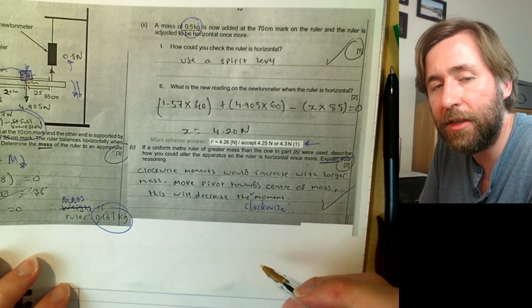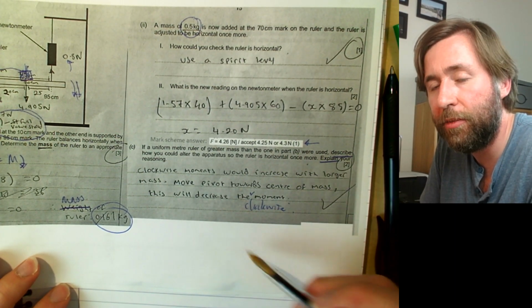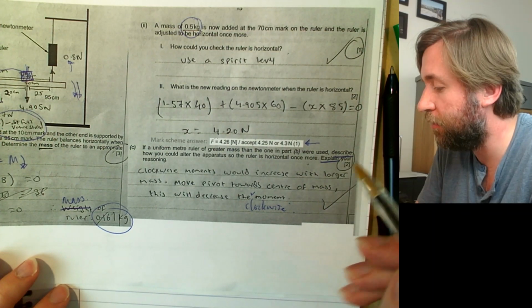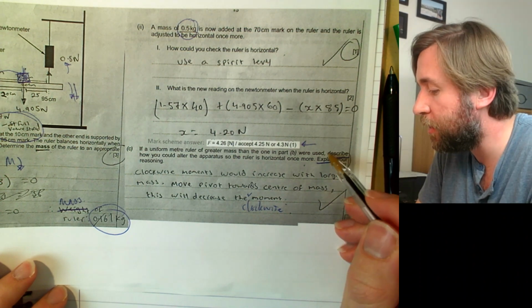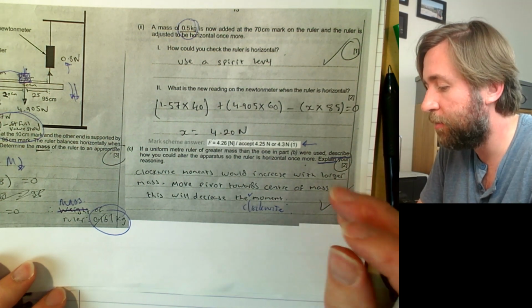Okay, maybe state the principle of moments once more, maybe a little louder as well, to double cover yourself, that you're going to get both marks. I like this question because it's really clear where the marks are. There's one for describing how you could alter it, and one for explaining how you could alter it.